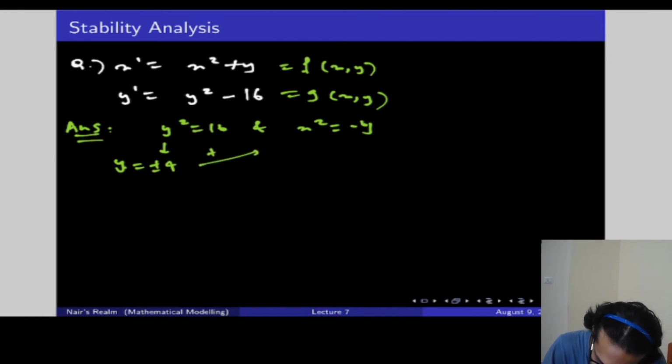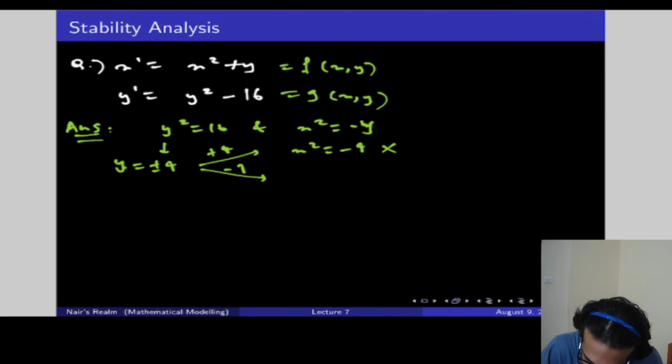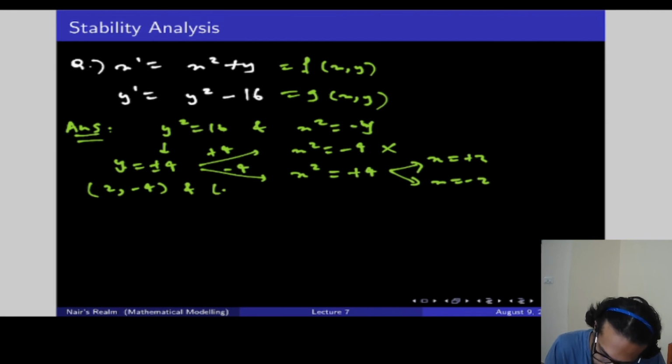So let's say if it's plus 4, we have x square is equal to minus 4, which is not possible because a square can never be negative, correct? But on the other hand, if this is minus 4, then you have x square is equal to plus 4, which further gives us two things, which means x can be plus 2, x can be minus 2. So there are two equilibrium points in this case, and they are 2 comma minus 4 and minus 2 comma minus 4. So we'll call this point E1 and this point E2.